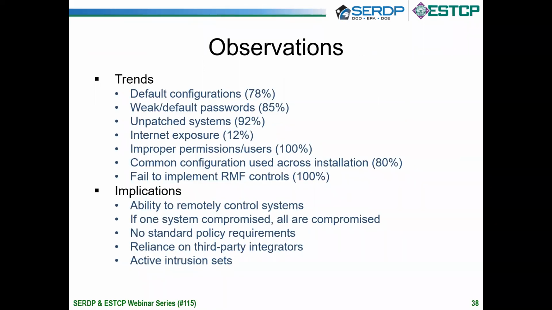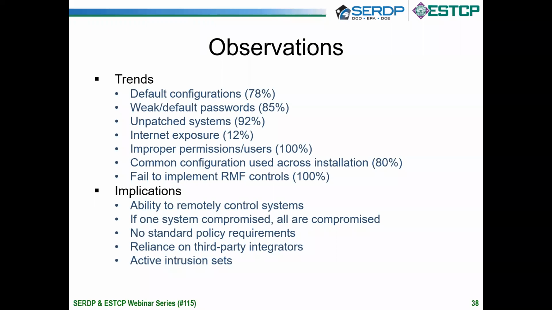Some of the observations that we had, some of the big things that we saw: a lot of the building automation systems that we're looking at do utilize default configurations. That can be a problem for a variety of people. A lot of weak and default passwords, considering that building automation systems typically don't provide a mechanism to do centralized user management or password control. Unpatched systems, essentially running an outdated version of a building control system.